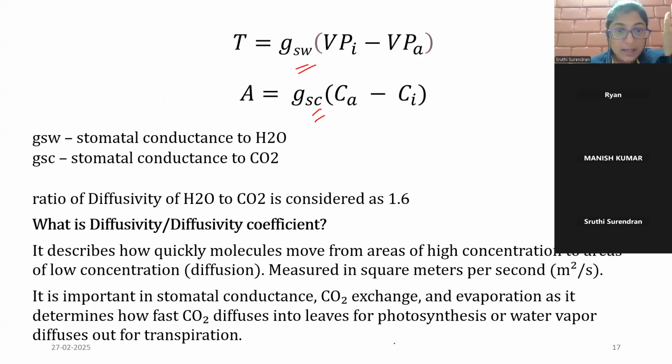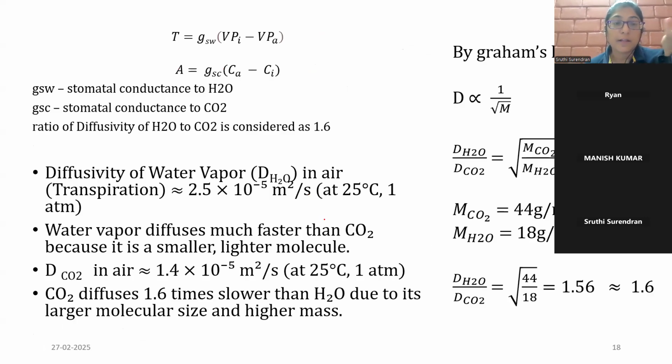So for this, the diffusivity of water vapor is found to be nearly 2.5 into 10 to the power minus 5 meter square per second at 25 degrees Celsius and 1 atmospheric pressure, and the diffusivity of carbon dioxide is found to be 1.4 into 10 to the power minus 5. Again, the rate is going to be lesser in the case of carbon dioxide and more in the case of water vapor.